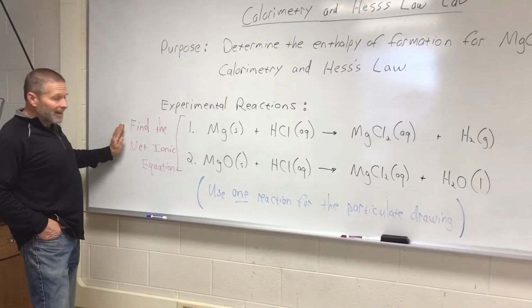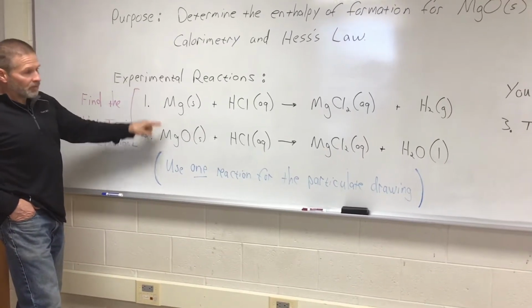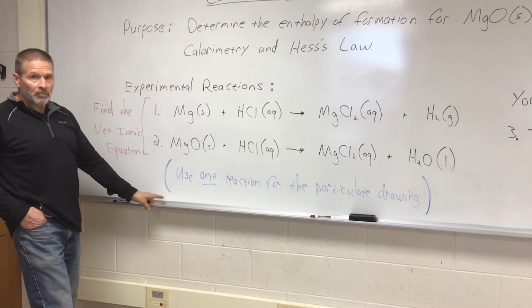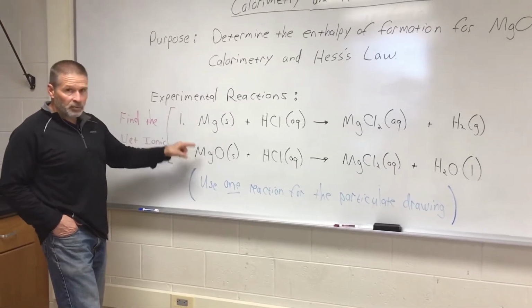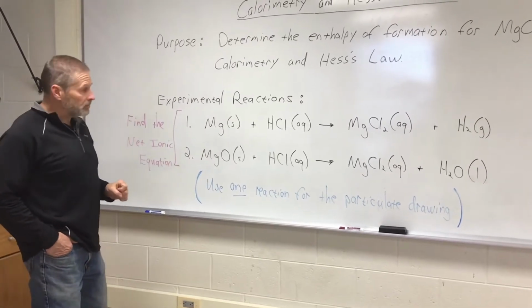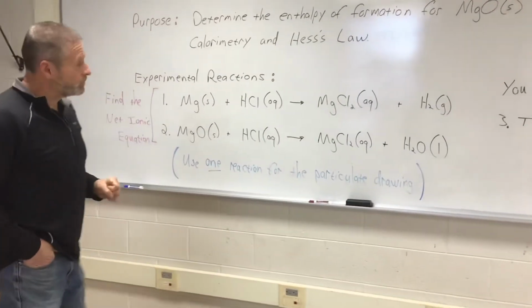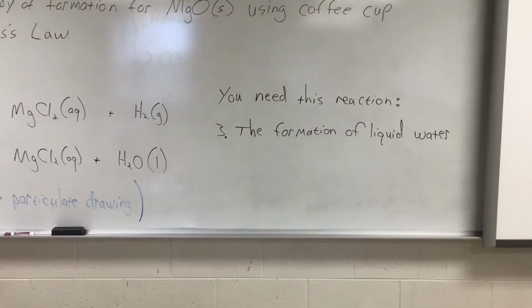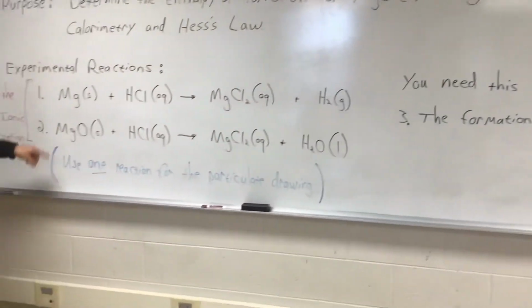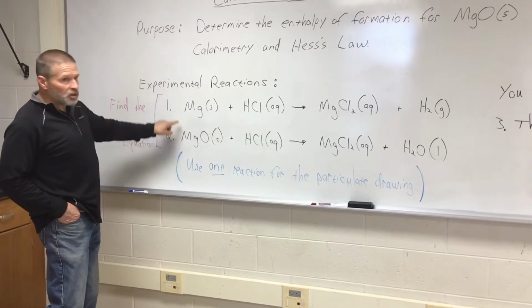And, hopefully you can read my blue writing down here, you're going to pick one of these reactions to be the basis of your particulate drawing. Just one of these, whichever one you like the best. So we have these 2 chemical equations. Those are experimental ones. This one, you have to write the equation, come up with a delta H just from the table. Those are your 3 given equations. Coffee cup calorimetry will get you the delta H value for these 2.